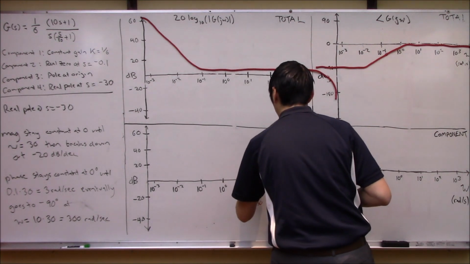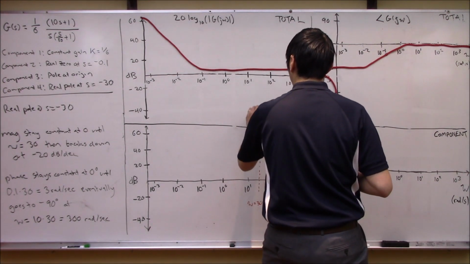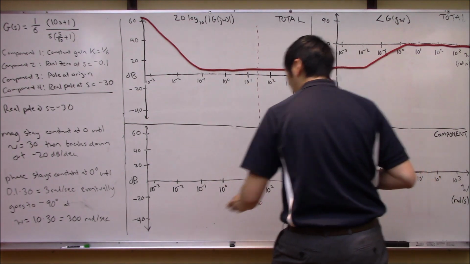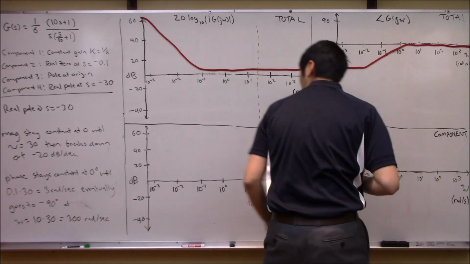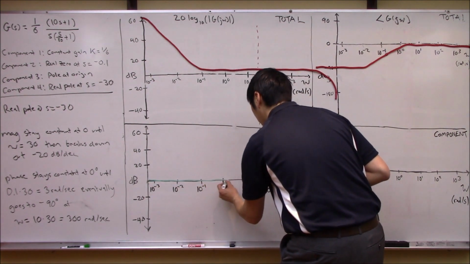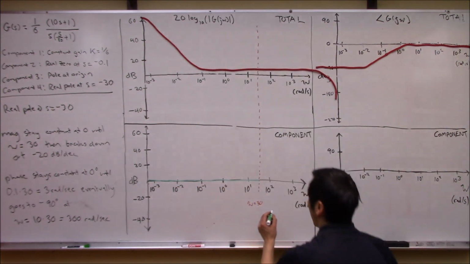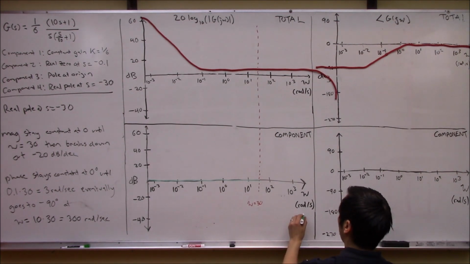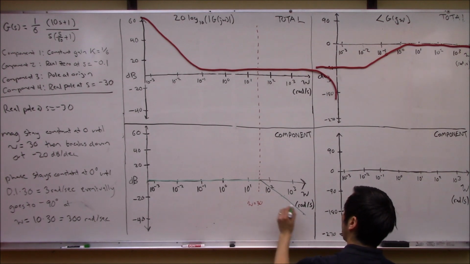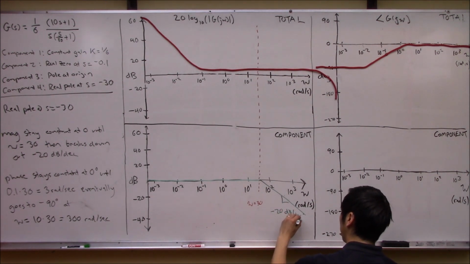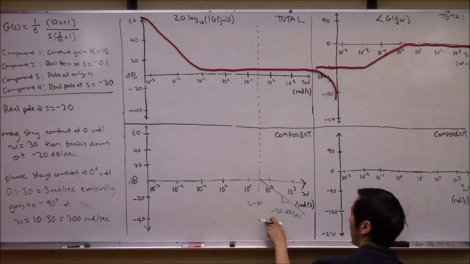Maybe also let's just draw this line straight up so we can see what we need to get up here. And then we saw that the magnitude is pretty simple. The individual component stays 0 until we get to here, and then all it's going to do is break downwards at -20 decibels per decade. So here we go, -20 dB per decade. Great, so that's the individual magnitude.